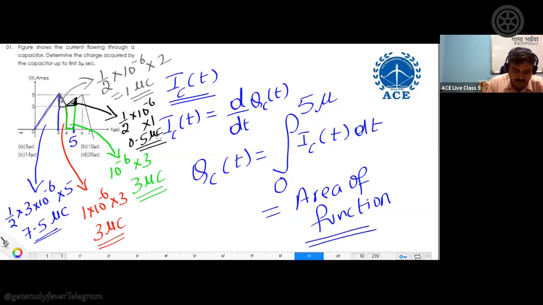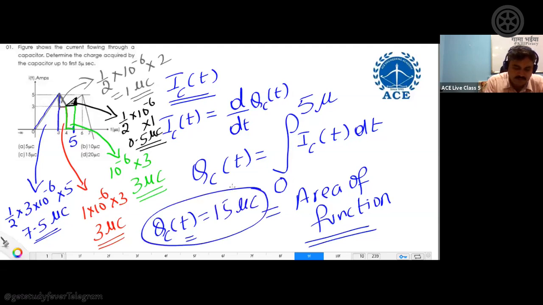Okay. So what is your answer now? So the total charge accumulated on capacitor QC of T will be up to 5 microcoulombs. Just add all these values. 0.5 plus 7.5 becomes 8, plus 6 becomes 14, plus 1 becomes 15. So your answer will be 15 microcoulombs. That's all. So this will be your right choice.